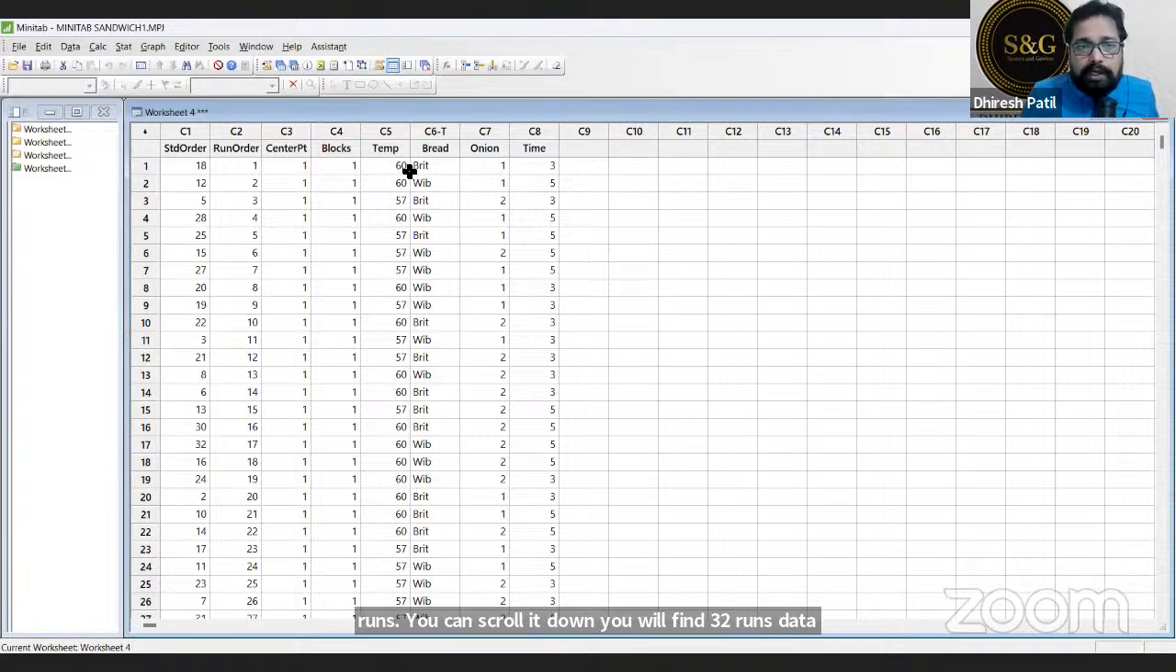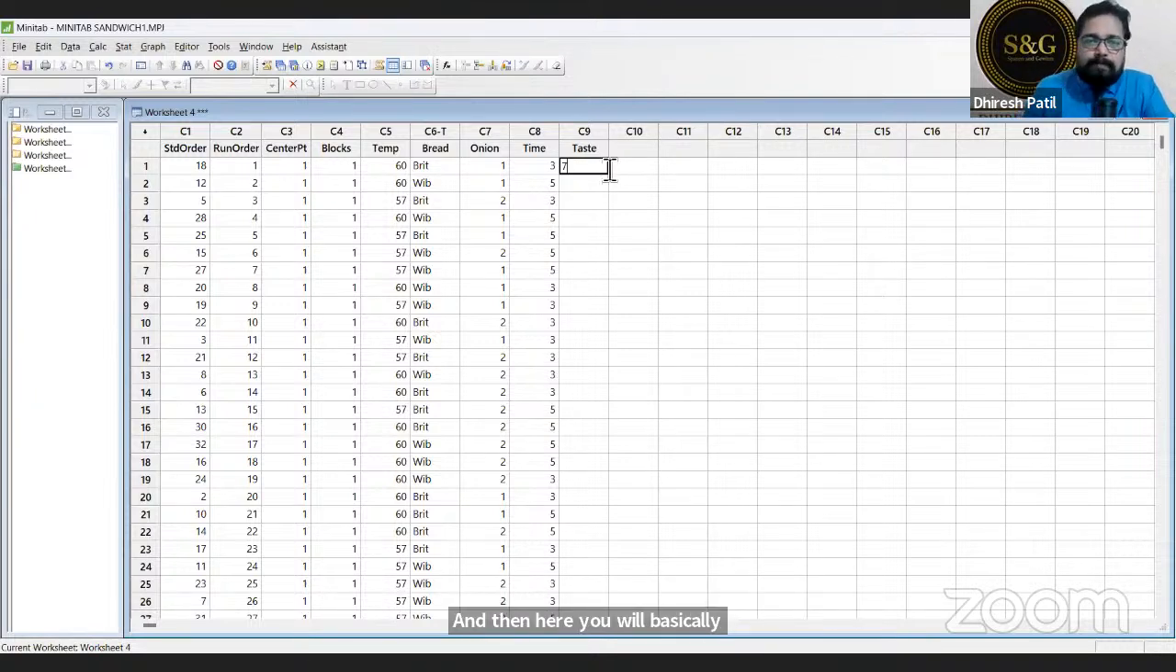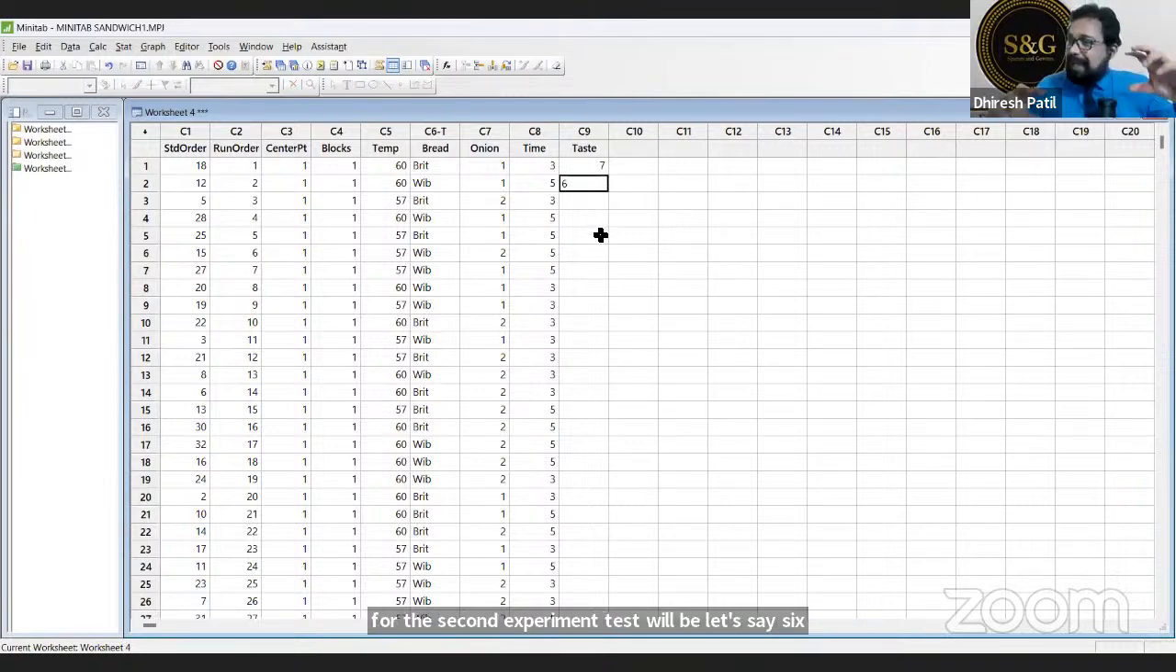Now what you will do, you will keep the temperature 60, Britannia bread, 1 onion piece, 3 minutes cooking. And then here you will basically record the taste. If the taste is 7, for the second experiment, taste will be, let's say, 6. And we will take all the 32 readings and then we will analyze the data.